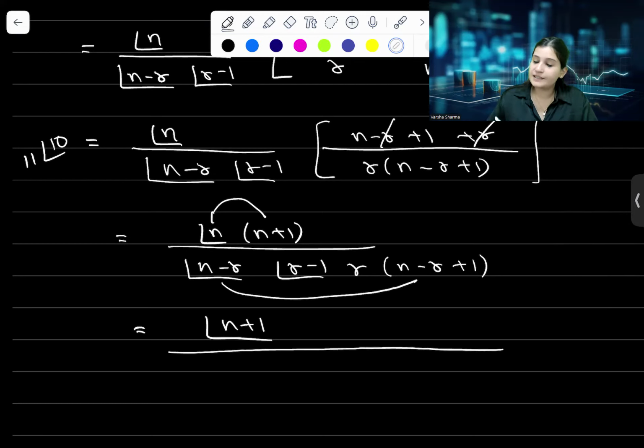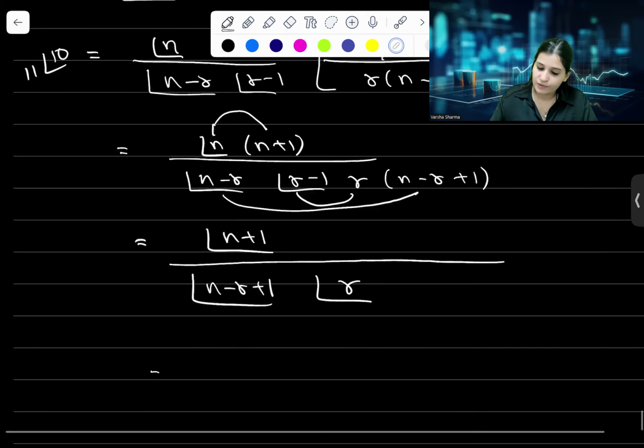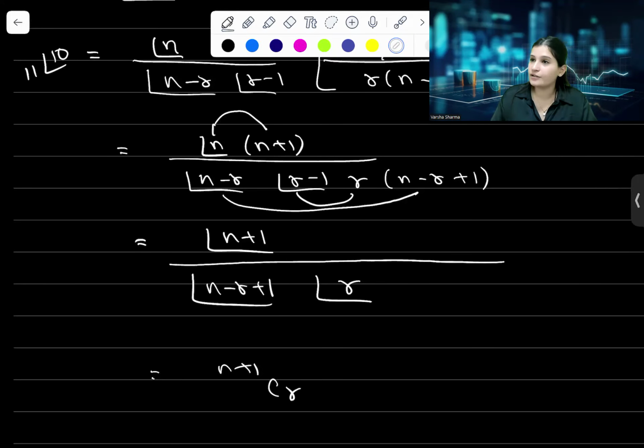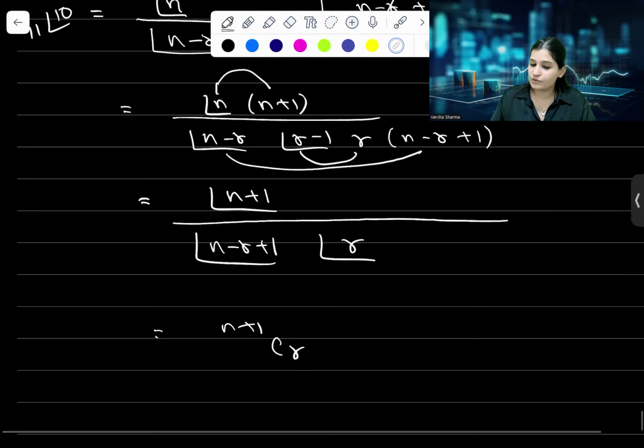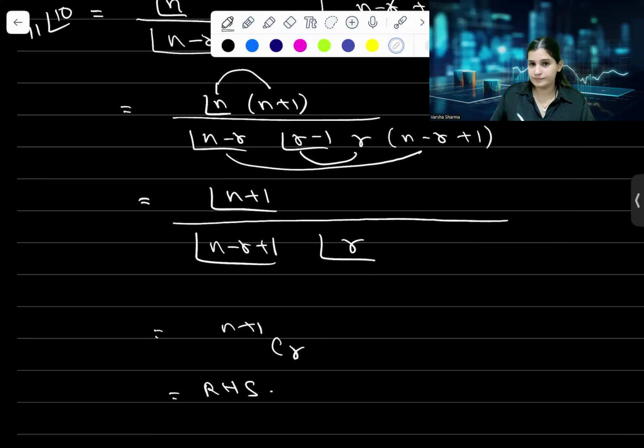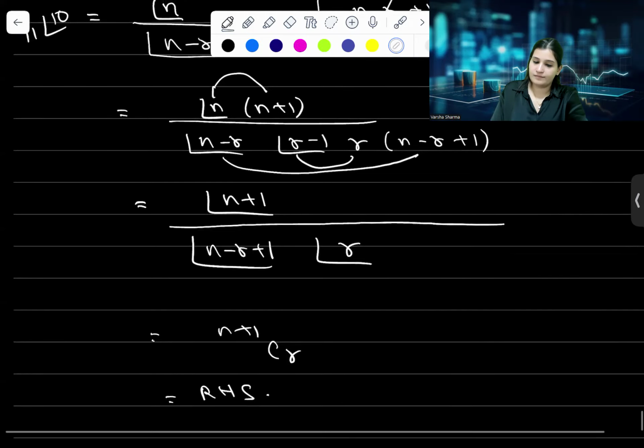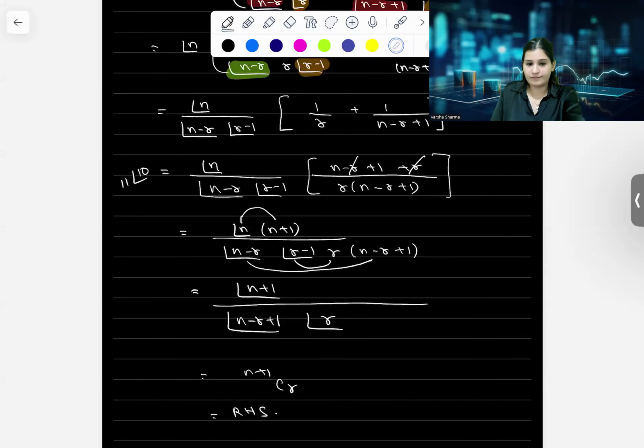Now, if I multiply these two, they are consecutive and the larger one is n minus r plus 1. So I can write factorial n minus r plus 1. And out of these two, I can write factorial r. What I wanted was n plus 1 C r. That is what I got: factorial n plus 1 minus r, factorial r. That's our RHS. Did you all understand? Yes, ma'am.